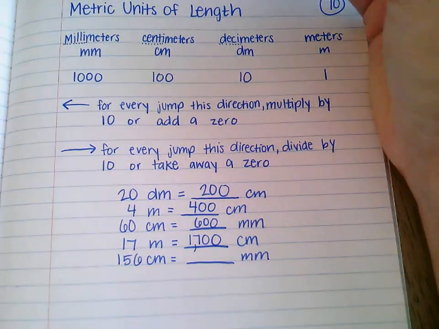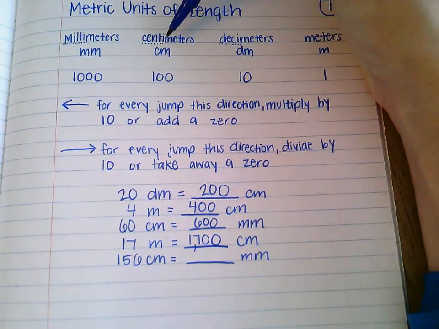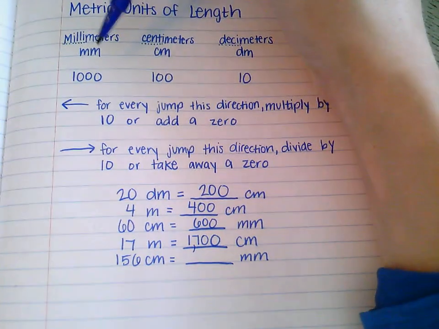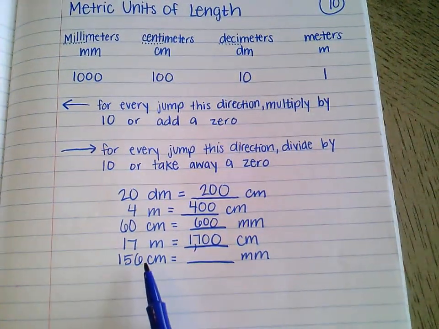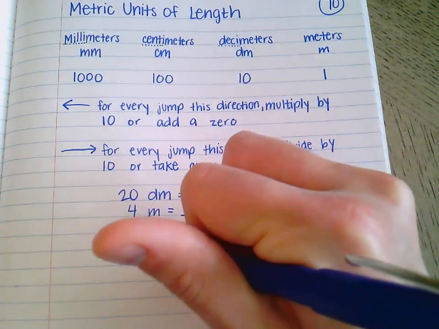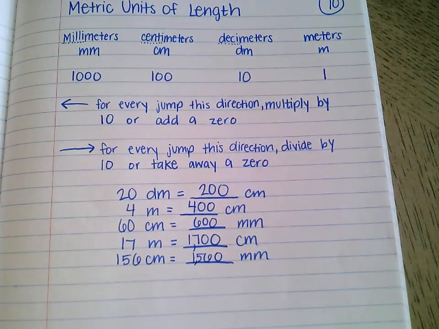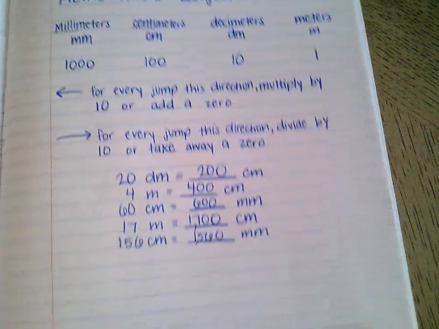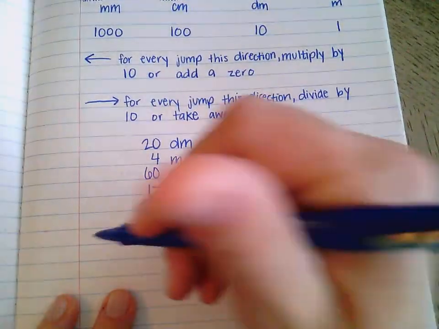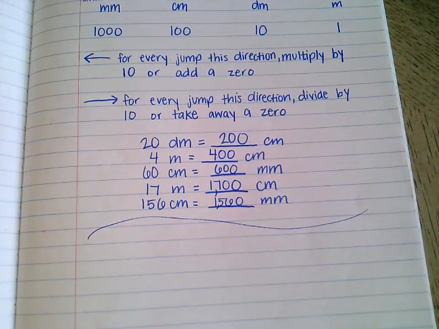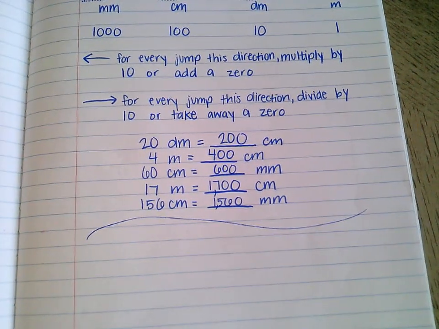Okay, so I have 156 centimeters, and I'm trying to go to millimeters. That's 1 jump. So I have to write this number and then add a 0. 1,560. Now, I'm going to give a little bit more information on centimeters and meters.